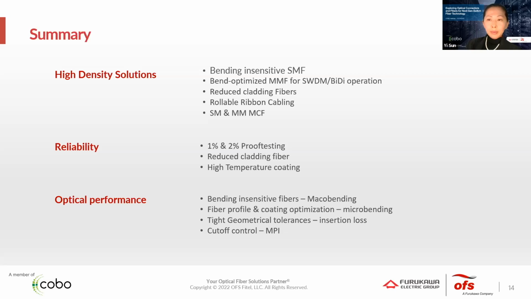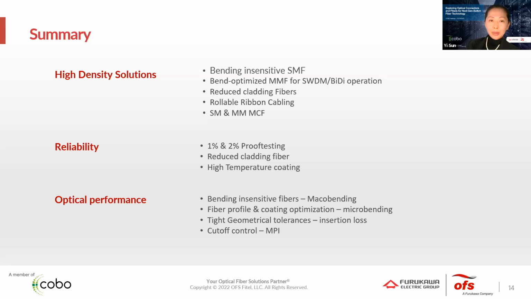So we mentioned at the beginning, you need high density solutions. Mabu just mentioned the rollable ribbon, then there are other approaches: bending sensitive design and single-mode fiber, multiple fiber, and wavelength multiplexing, BiDi or SWDM. And the thin fiber, reduced cladding, and multicore fiber, that's the most future-looking technology.